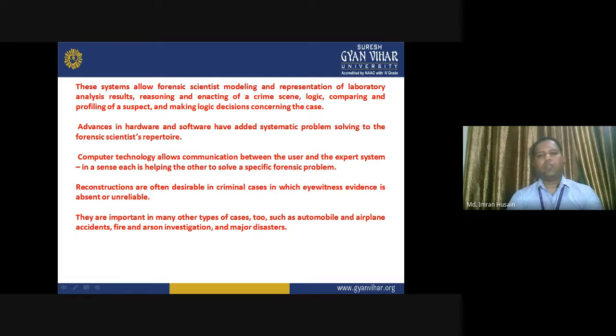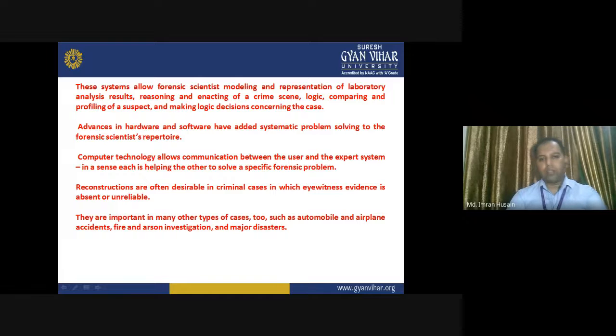Computer technology allows communication between the user and the expert system. In a case, each is helping the other to solve a forensic problem. So now, because of the computer technology, those experts can communicate with each other, share the data, and see the analysis and results of analysis. Reconstructions are often desirable in criminal cases in which eyewitness evidence is absent or unreliable. Okay, reconstruction is also required when the eyewitnesses are not at all available, or they are changing their statement again and again. They are important in many other types of cases too, such as automobile and airplane accidents, fire, and arson investigation and major disasters.